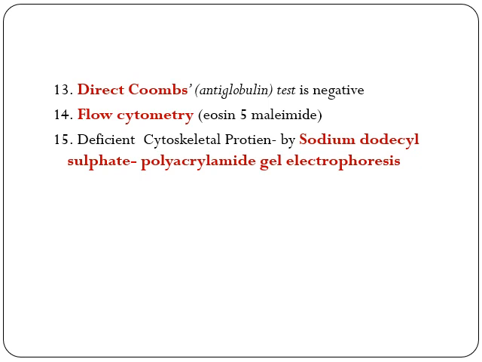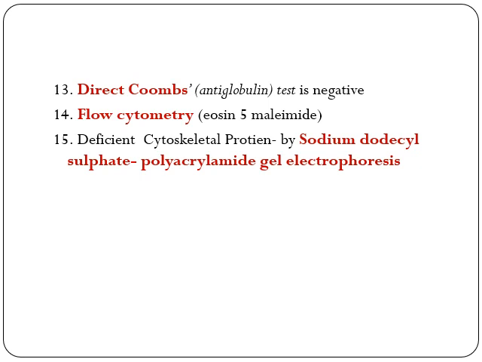Flow cytometry is a test by which we can diagnose a case of hereditary spherocytosis. In this, we use the compound eosin-5-maleimide. Now next is SDS gel electrophoresis.